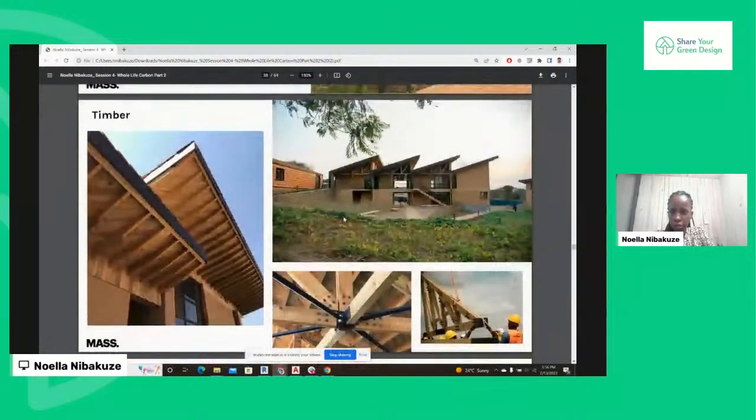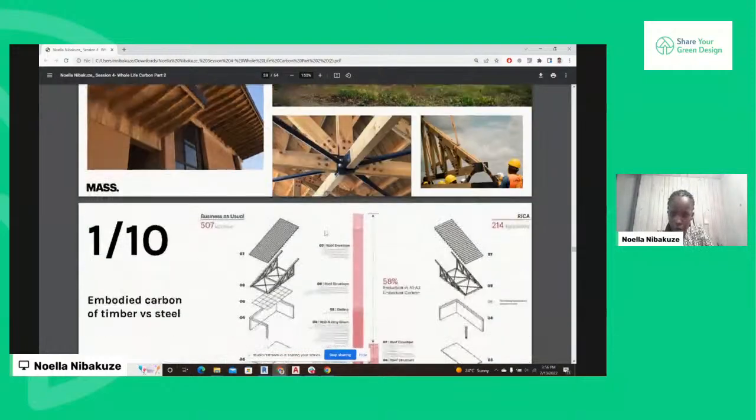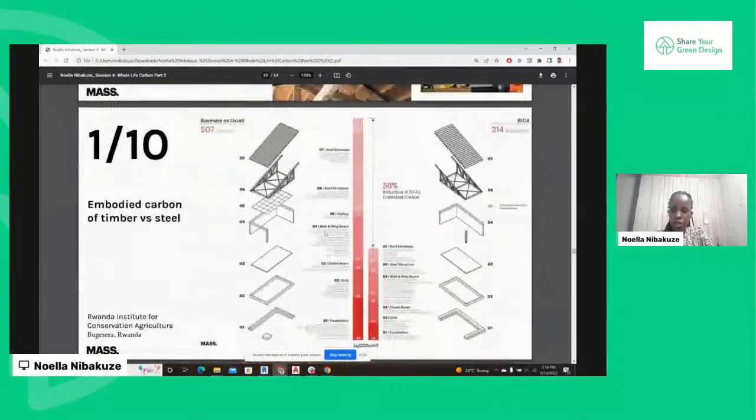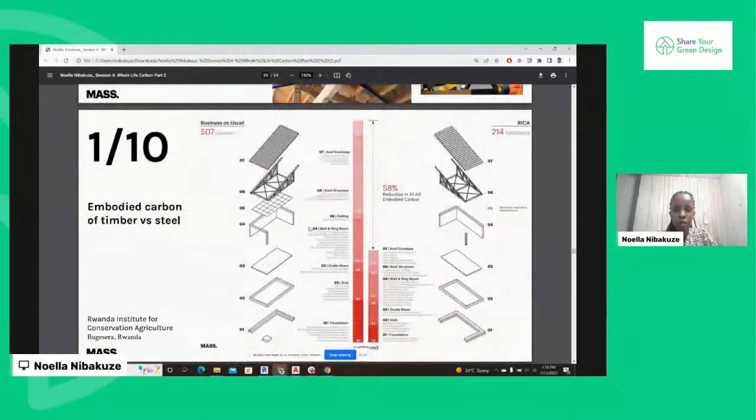So a few images of the timber we use. All our roof structure, trusses, rafters, battens were made of timber, and a few columns as well. Some of the columns are concrete. And by using just timber via steel roof trusses, we managed to be 1/10 compared to that.